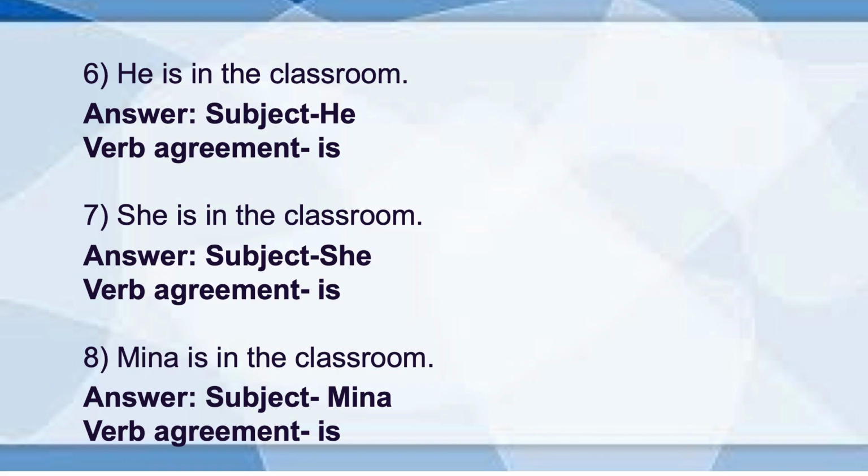Now, let us look at the next line or the next sentence. She is in the classroom. So, let us identify the subject now in this particular sentence. The subject is she. And what is the verb agreement? The verb agreement is, is. Okay. Now, look at the last sentence. Meena is in the classroom. So, who becomes your subject here? Your subject is Meena, and what is the verb agreement? Is. So, the verb agreement is is.